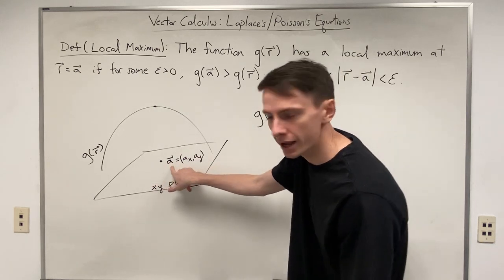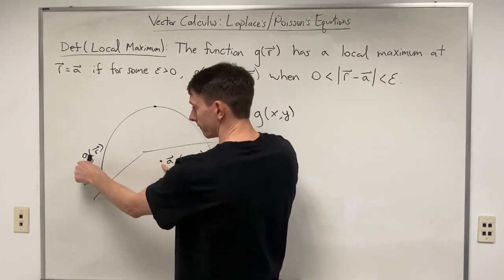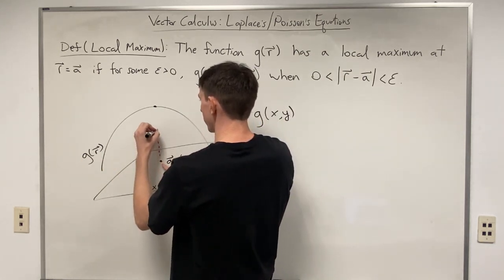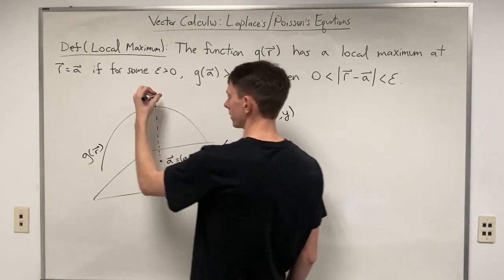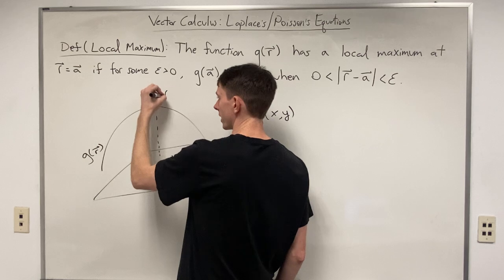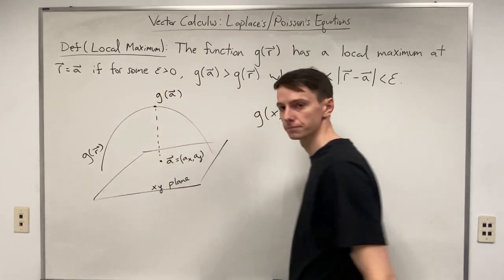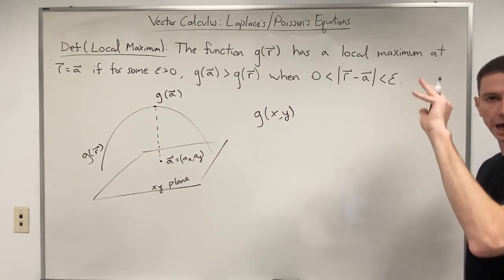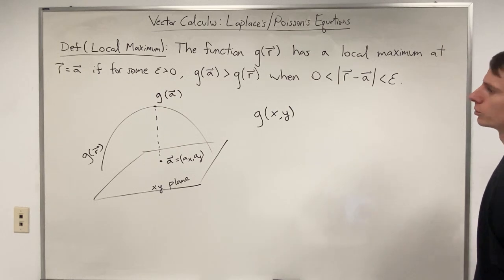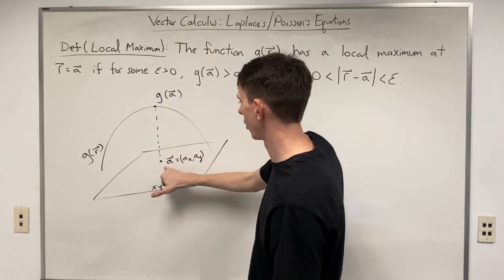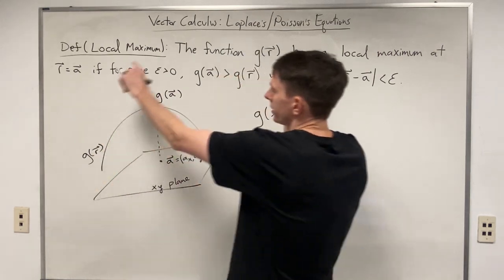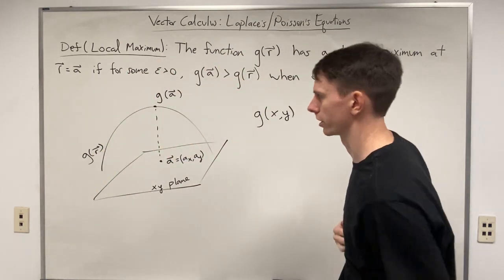Because at this point, a in the plane, the corresponding function g evaluated at a takes us up to this top point right here. So if this is a, this is the value of our function at a. Okay, so that's kind of how this picture reads. So we're saying that this function has a local max at r equals a. And here's the condition. This is the part that we're going to try to understand.